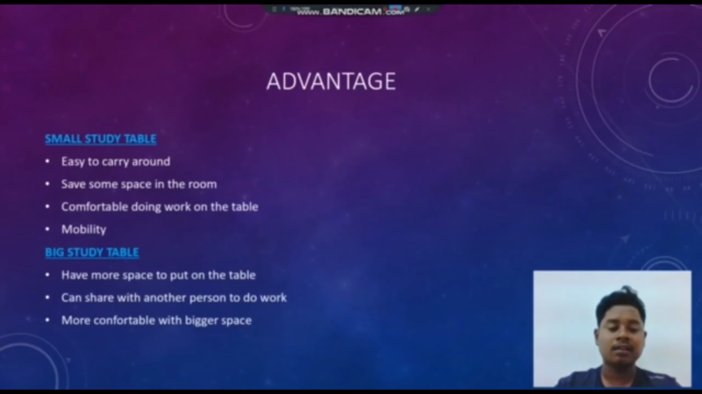Second, you can share it with another person to do work. You can invite your friend to study with you at the study table. Third, it is more comfortable with a bigger table, and when you study in a comfortable area, you will understand more easily. Lastly, for the big study table, mobility. You can move it and there is no need to lift it when moving the study table.